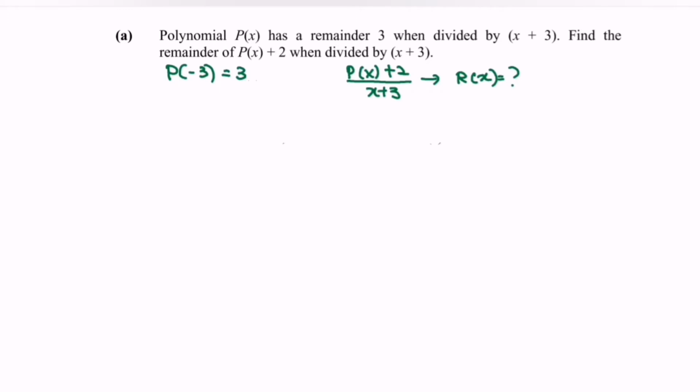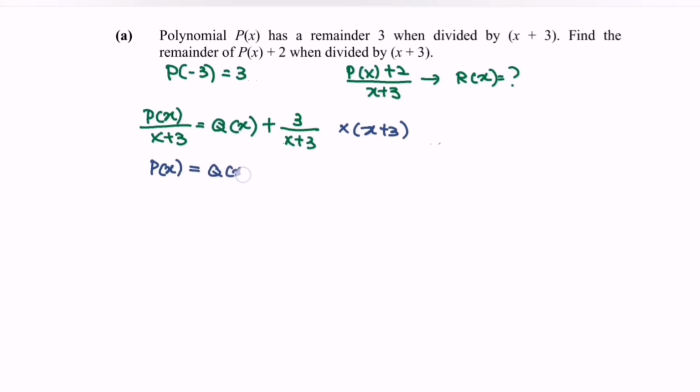So now I'm going to express the situation where we have p(x) over x + 3. We will have q(x) + 3 over x + 3, because here it is stated the remainder is 3. So I'm going to multiply with x + 3. So we will have p(x) = q(x) multiplied with (x + 3) plus 3.